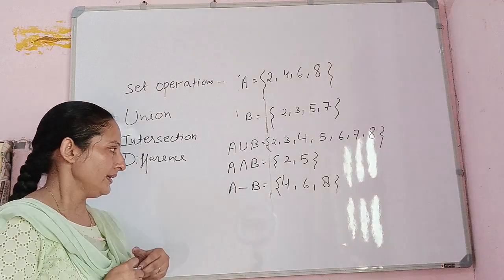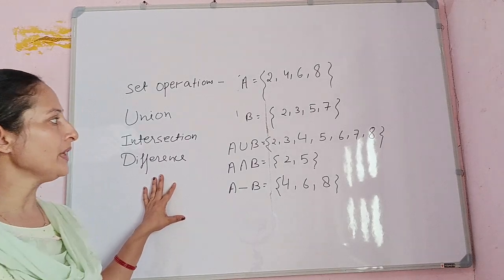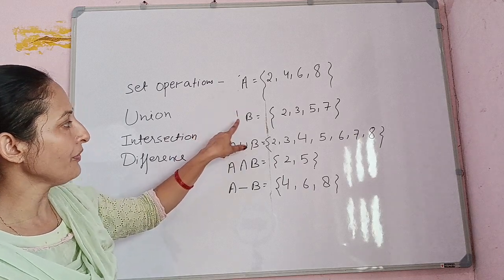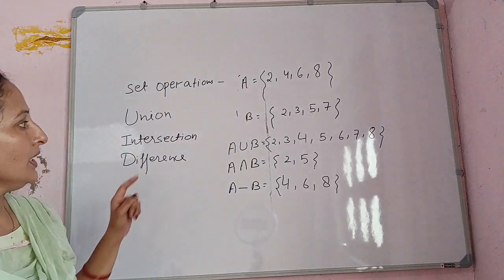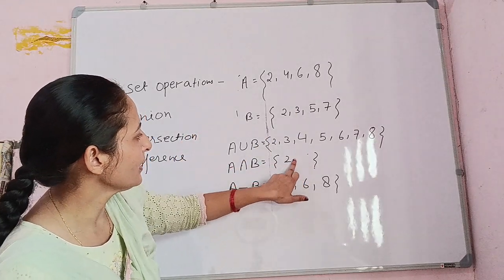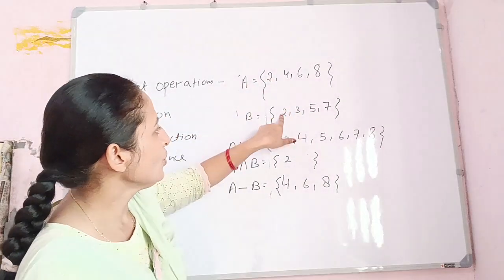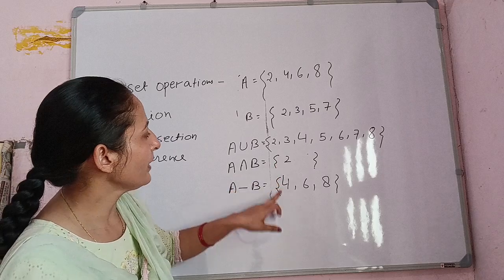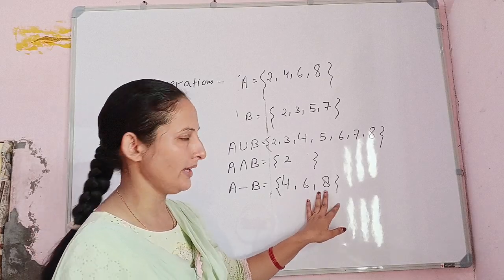The next one is difference. Difference will create the output if we take A minus B. If we difference the elements of A by B, what will be left? Here is not 5, so 5 will not be there. So here is the element A minus B. What are the common elements? 2. If we subtract B from A, we remove the 2 and we will have all other elements, which are 4, 6, 8.